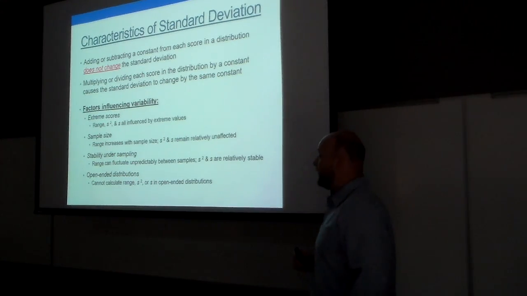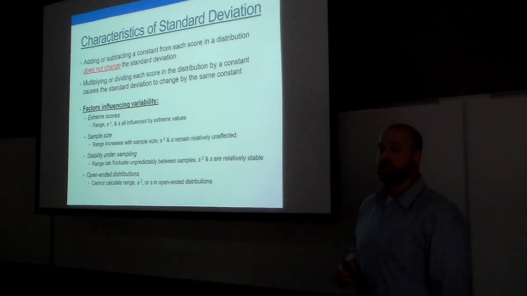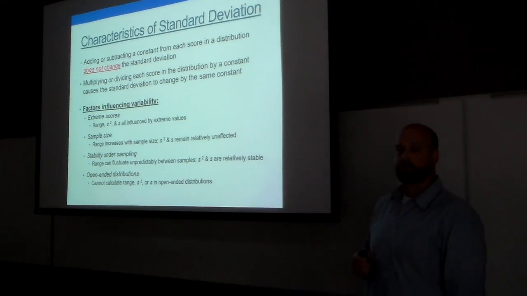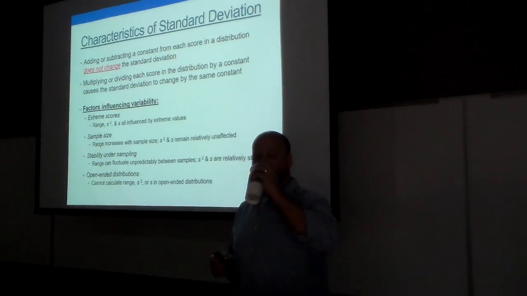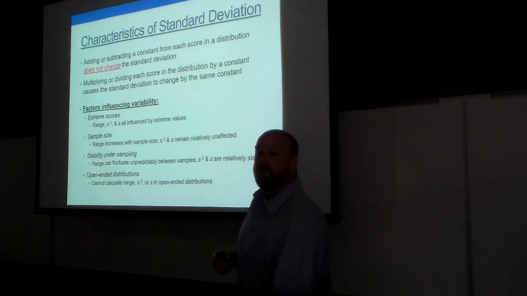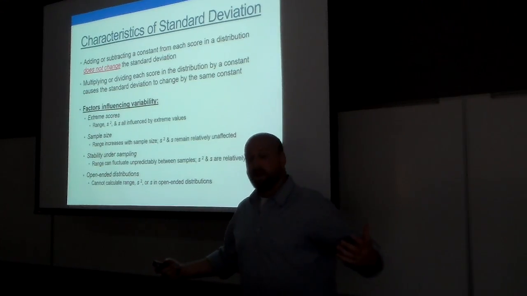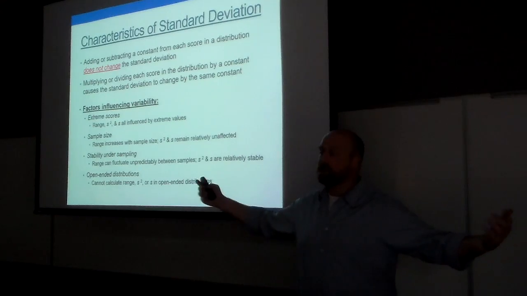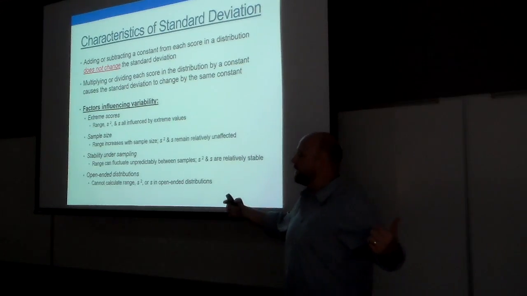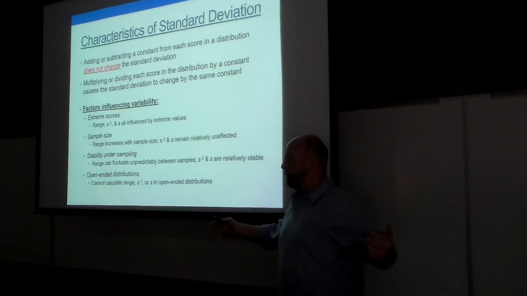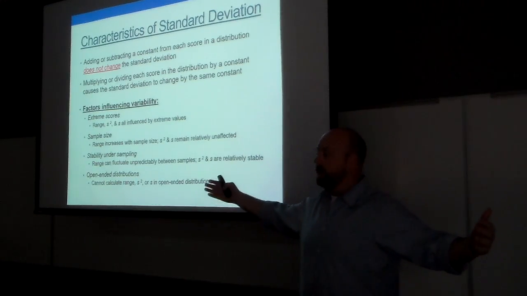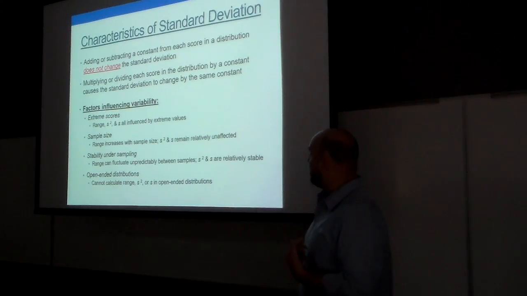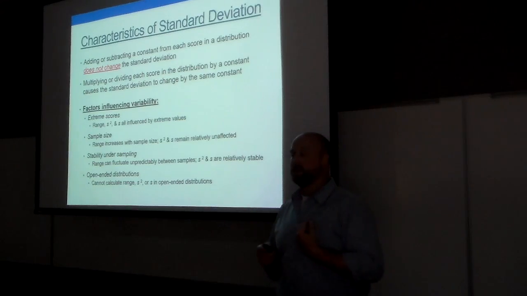Sample size, right? Range is going to increase with sample size. Why is this, Emilio? Because you can basically guess that with more sample, you're going to get more extreme values from the population. The bigger my sample, the more I'm probably going to have some extreme values. As my sample gets bigger, I'm going to get closer and closer to my population in theory. I'm going to have a greater opportunity to grab those end values, and so my range is going to get bigger. But my variance and my standard deviation should remain relatively unaffected.